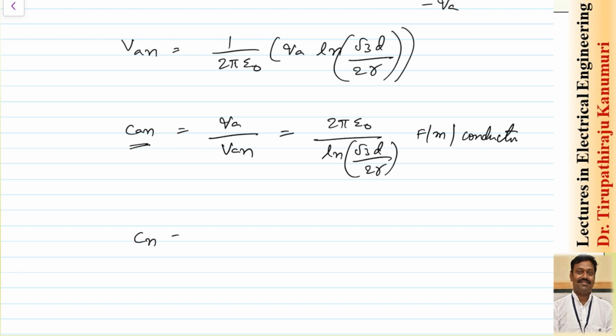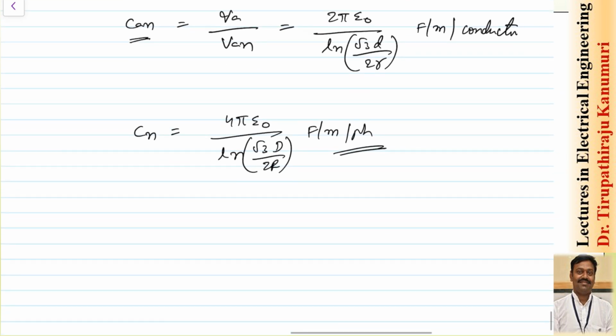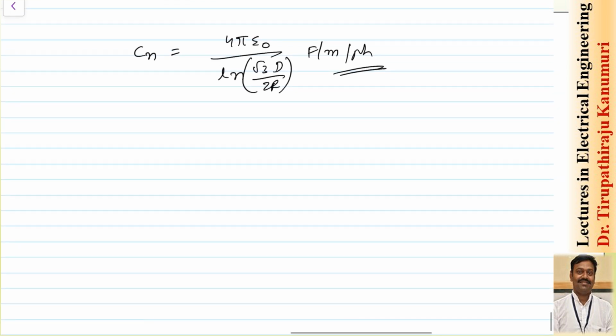So we can tell that CN for the entire circuit will be 4 pi epsilon naught divided by ln of root 3 into D divided by 2R. So this will be farads per meter per phase. So per phase we are calculating. So let us try to calculate this using the method of GMD or GMR concept, so that we can make the summary, then we can go for unsymmetrical spacing.